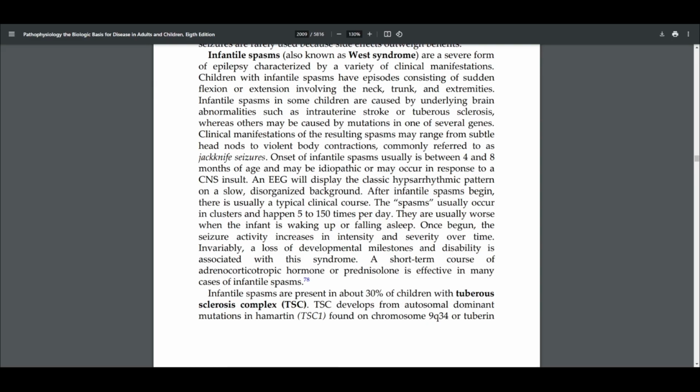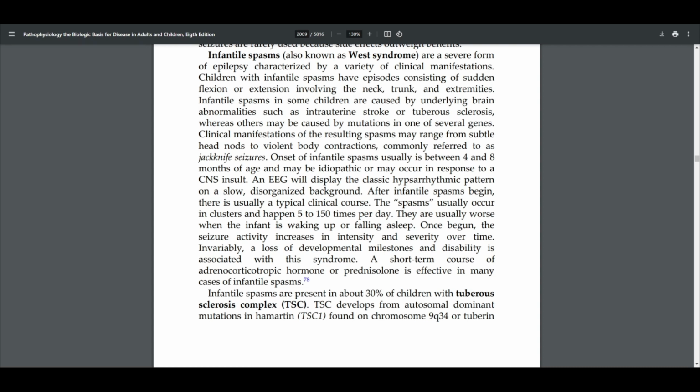Infantile spasms are a severe form of epilepsy characterized by a variety of clinical manifestations. Children with infantile spasms have episodes consisting of sudden flexion or extension involving the neck, trunk, and extremities. Infantile spasms in some children are caused by underlying brain abnormalities, such as intrauterine stroke or tuberous sclerosis, whereas others may be caused by mutations in one of several genes. Clinical manifestations of the resulting spasm may range from a subtle head nod to violent body contractions, commonly referred to as jackknife seizures. Onset of infantile spasms usually is between 4 and 8 months of age and may be idiopathic or may occur in response to a CNS insult.